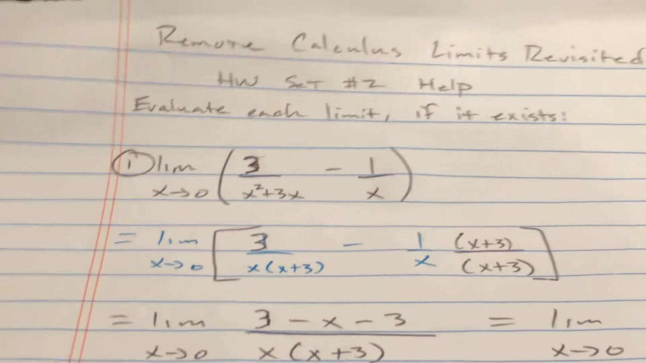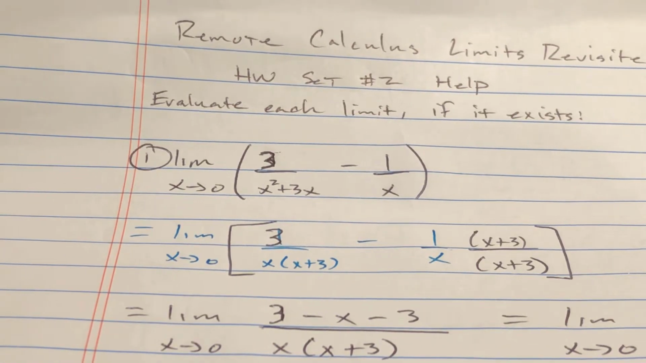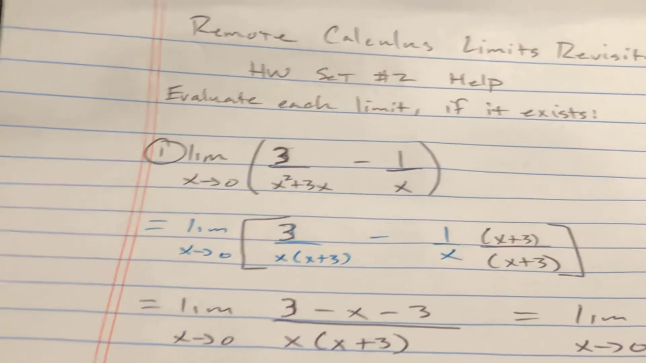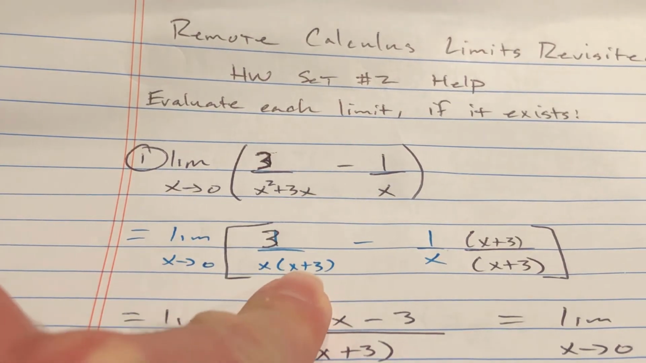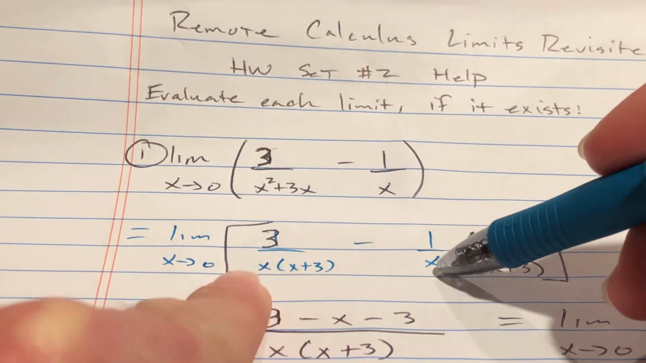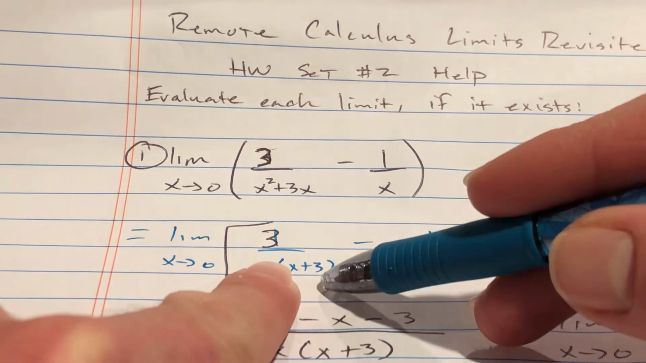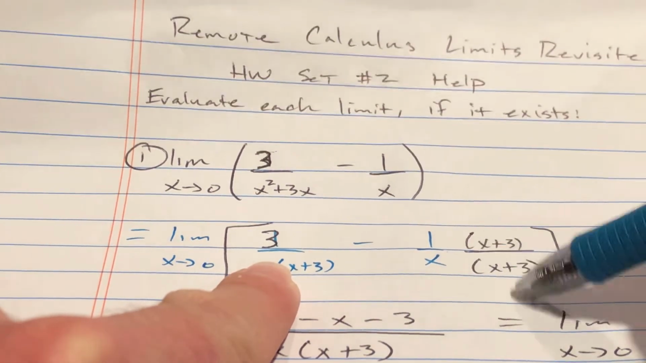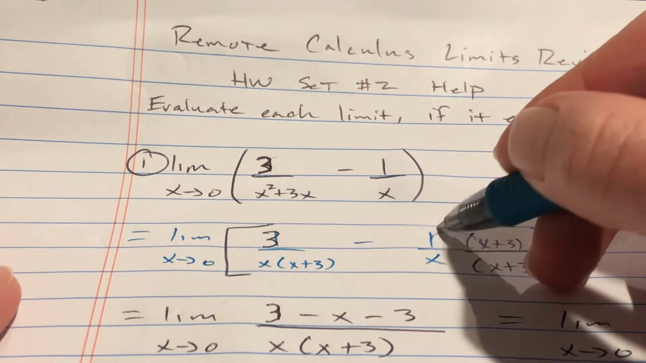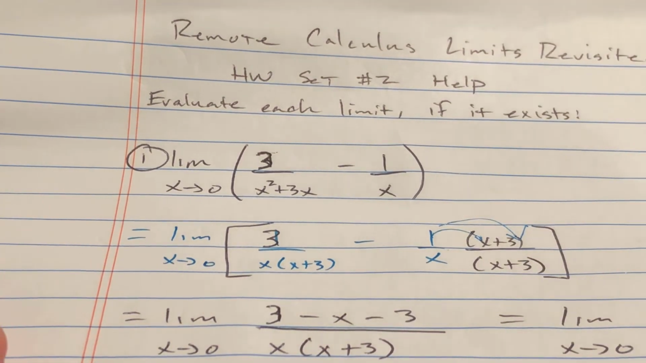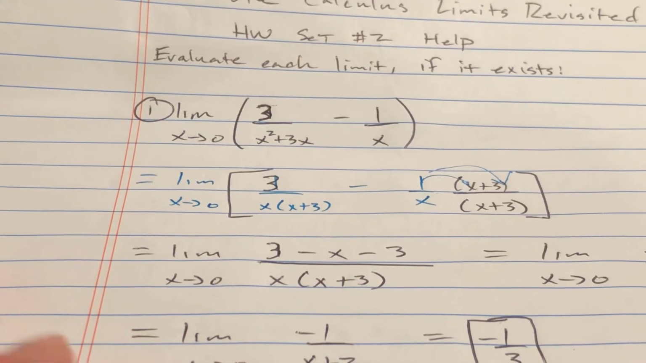First one here, the limit as x goes to 0 of 3 over x squared plus 3x minus 1 over x. What we need to do is what we've done last year. We would have factored this bottom here. That's x times x plus 3. They both have x's. This has an x plus 3, so this needs x plus 3 over x plus 3. I'm going to subtract, and I'm going to combine them. My common denominator is x times x plus 3.